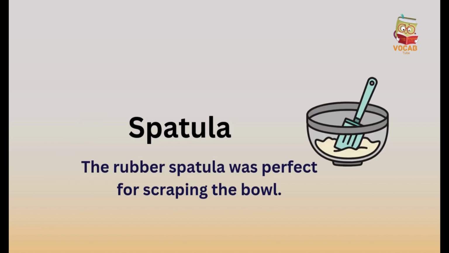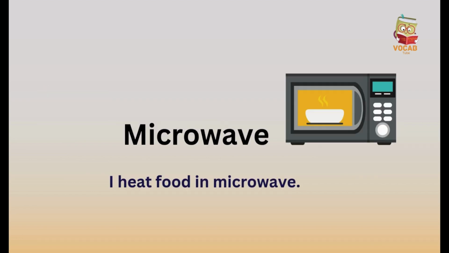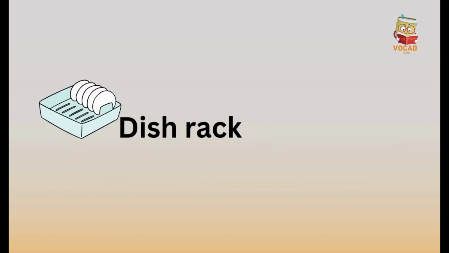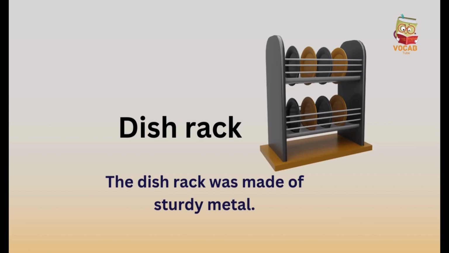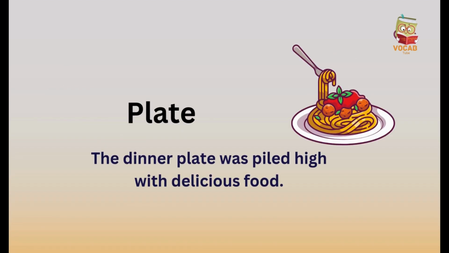Spatula. The rubber spatula was perfect for scraping the bowl. Microwave. I heat food in the microwave. Dish rack. The dish rack was made of sturdy metal. Cutting board. He placed the vegetable on the cutting board to chop. Plate. The dinner plate was piled high with delicious food.